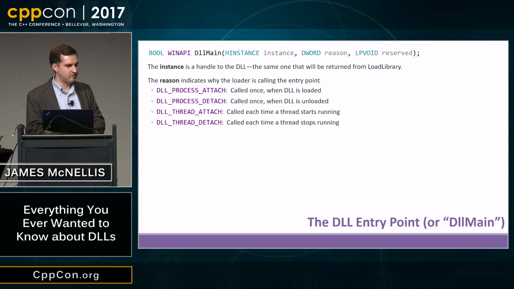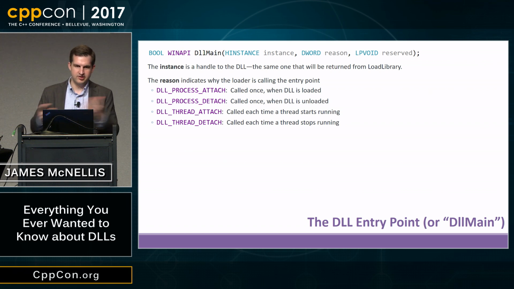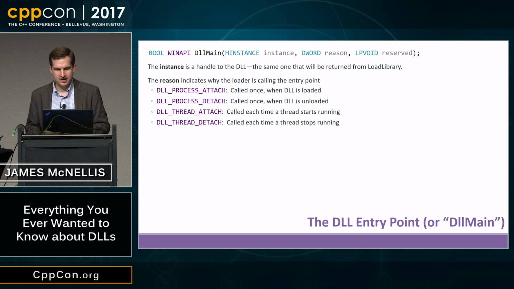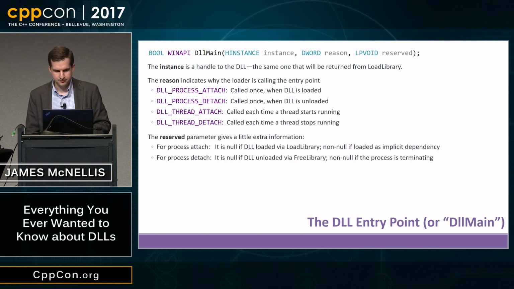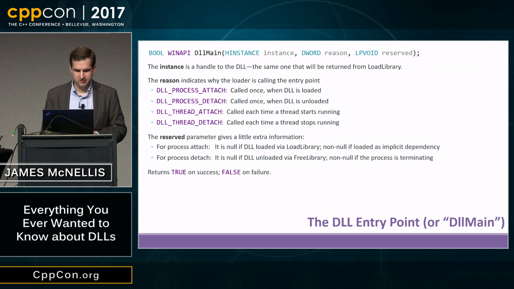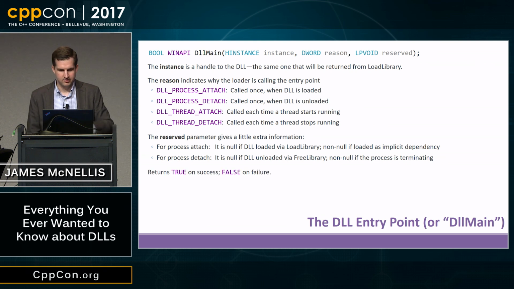It calls it on process attach, which is when the DLL gets loaded. It calls it on process detach, which is when the DLL gets unloaded. And then it calls it on thread attach and thread detach, which are when a thread starts or stops running within the process. And then the reserve parameter just gives a little extra information for some of those. And then you get the opportunity to return true on success or false on failure. If you return false, then your DLL fails to load.